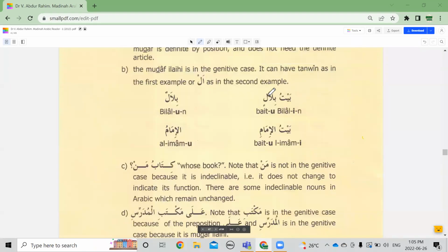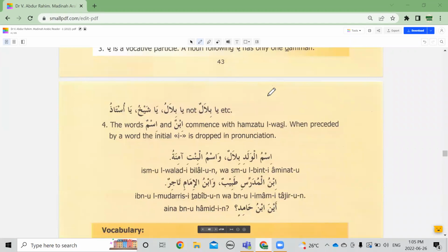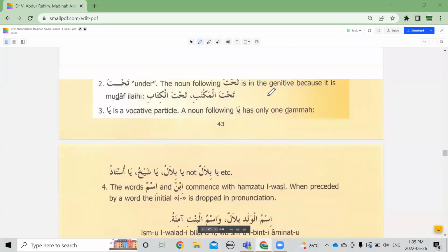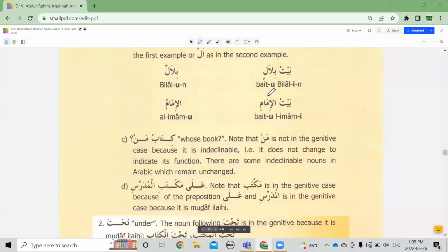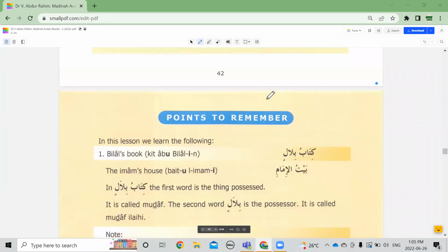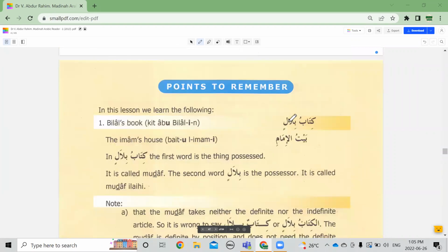Today we'll be looking at lesson number 6 of book 1. Before we begin, let's look at the points to remember from lesson 5 just as a review. A'udhu billahi minash shaitanir rajeem. Bismillahir rahmanir rahim. So, what did we cover in the previous lesson?